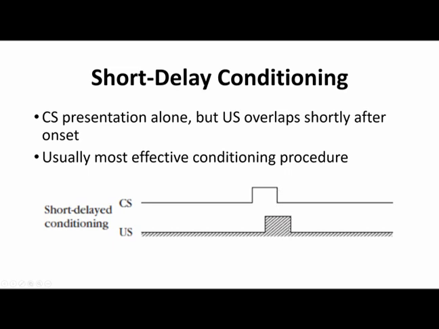Now, this type of conditioning is usually one of the most effective conditioning procedures, and it is more effective when this distance from the start of our conditioned stimulus to the start of our unconditioned stimulus is very short. Usually less than a second is going to be the most beneficial. And this kind of conditioning is one of the most common that we'll see out in the real world. So this matches a lot of what we would encounter out in the wild.